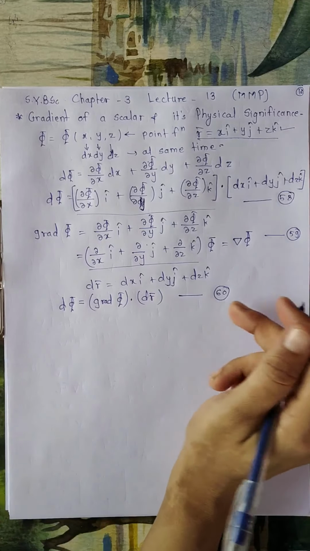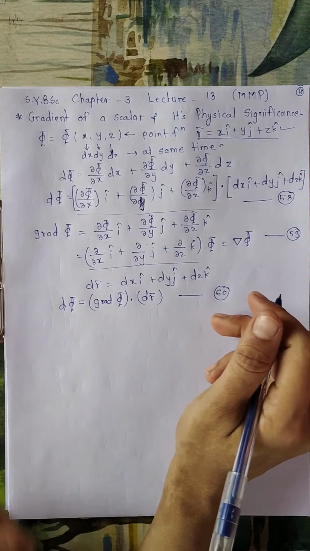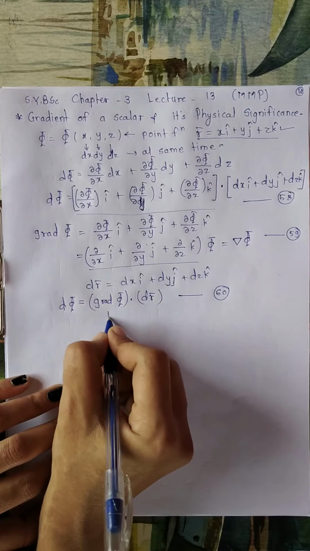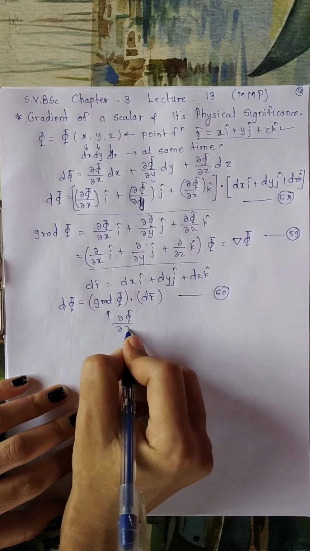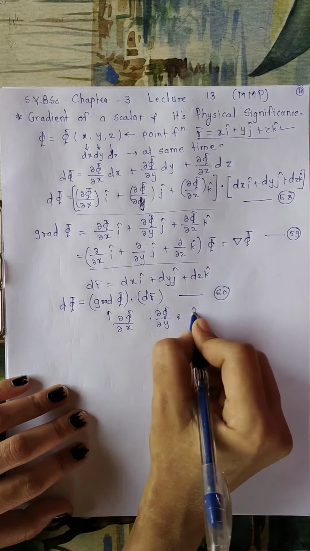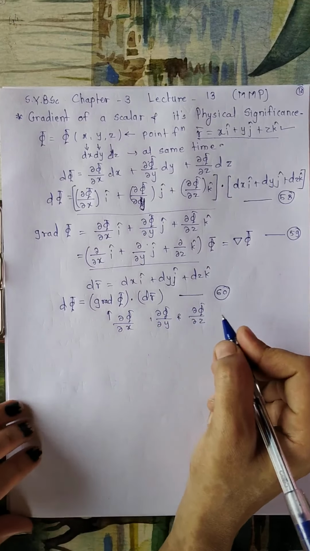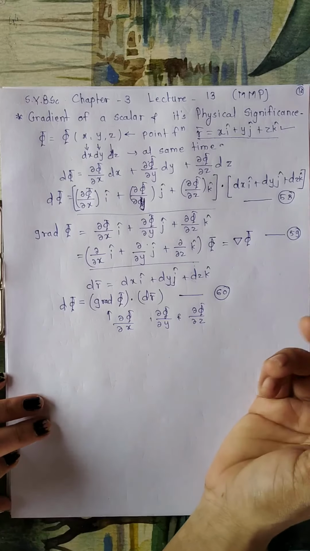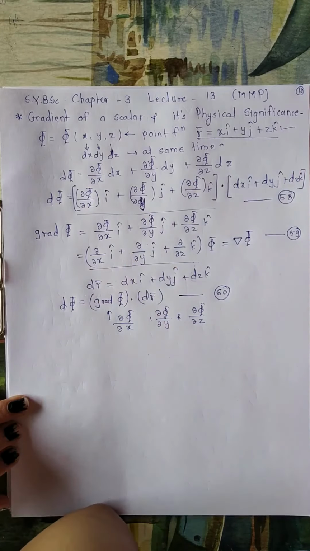So this equation 60 shows that the Cartesian components of grad phi are dou phi upon dou x, dou phi upon dou y and dou phi upon dou z respectively. This discussion we already did in the last lecture. Now we will discuss the physical significance of this gradient phi.